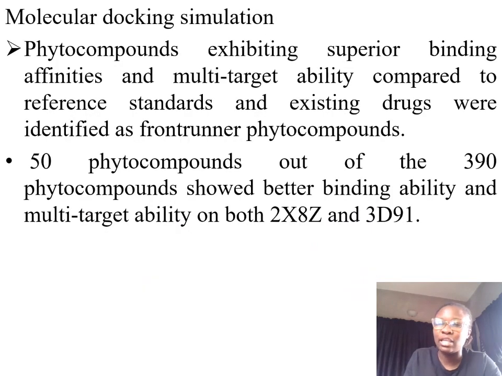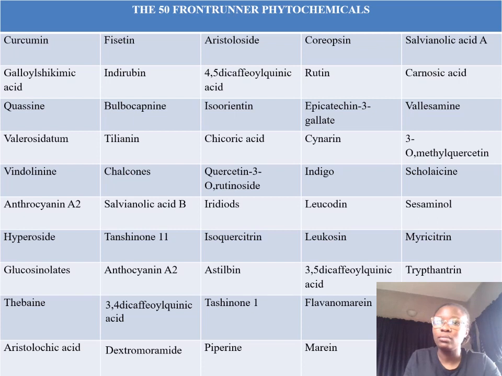We docked them and found that 50 phytocompounds out of the 390 showed better binding ability and even multi-targeting ability together, in comparison with these two proteins of interest, 2XAZ and 3D9. This on my screen is the 50 front-runner phytochemicals that were identified.